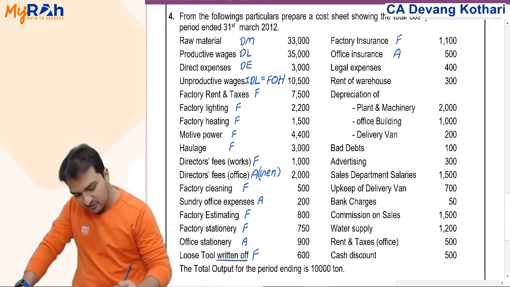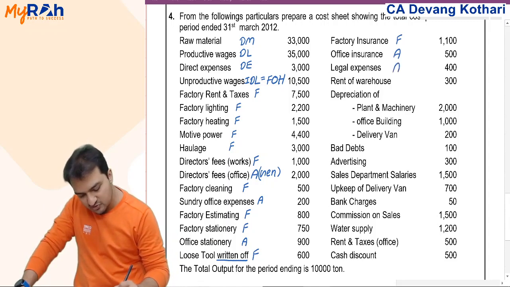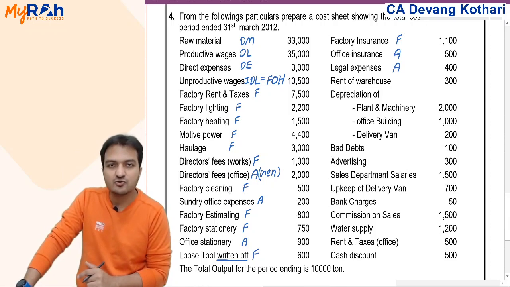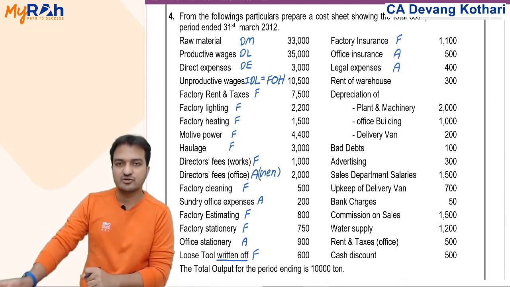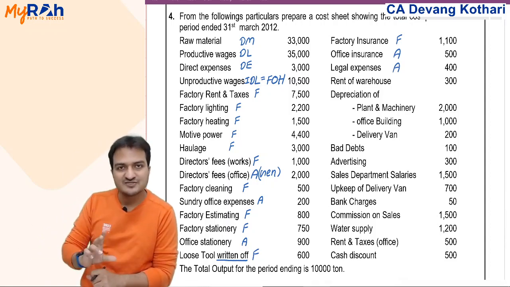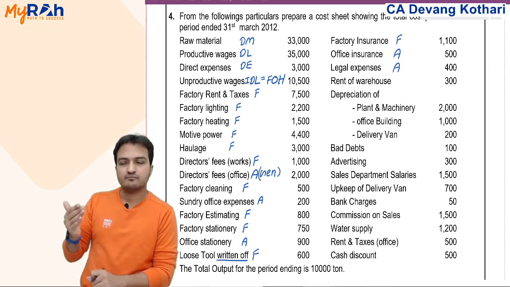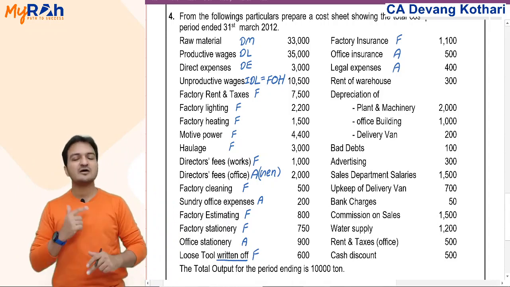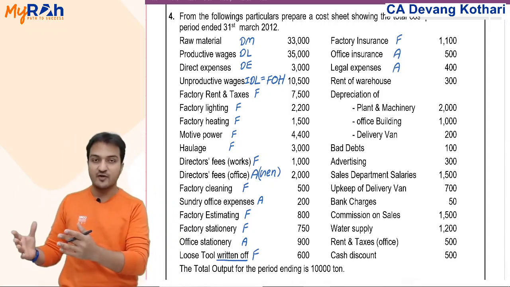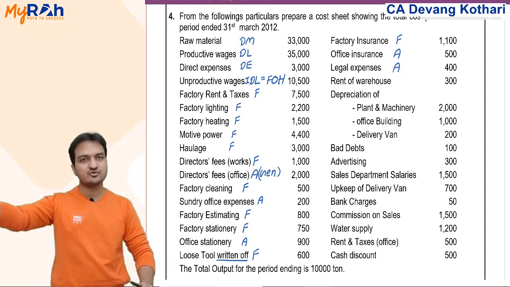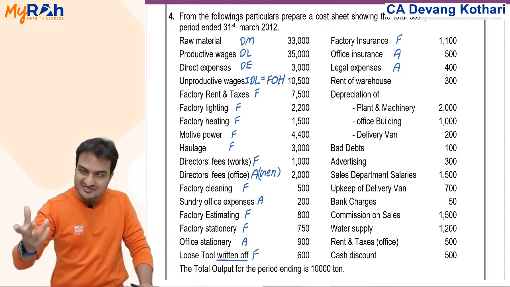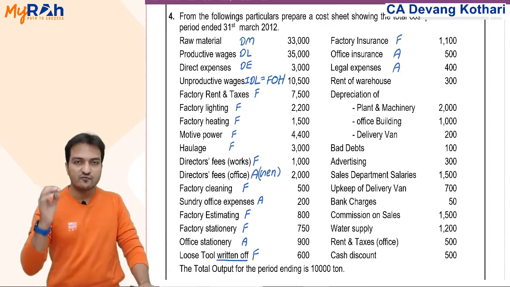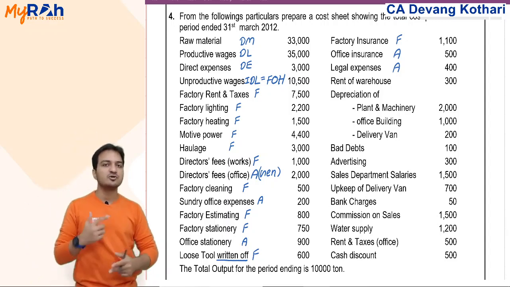Office insurance goes into admin. Legal expenses also goes into general admin. Rent of warehouse. Now what is warehouse used for? Warehouse is used to keep the finished goods that are sold, because after I get an order from the customer, then the goods are removed from the factory and sent to the warehouse. From the warehouse, it will be dispatched to the different branches of your retail stores, or it will be dispatched to the customer.